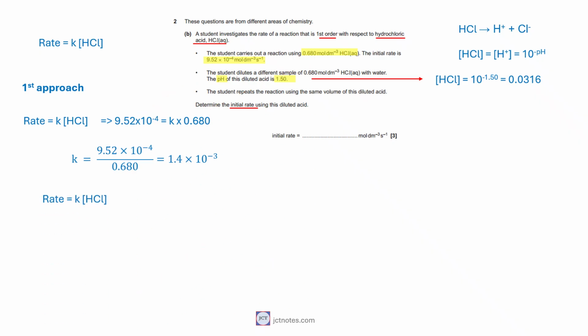Next, we calculate the reaction rate for the diluted acid by substituting this constant value and the acid concentration into the equation. This gives a rate of 4.424 times 10 to the power of minus 4.